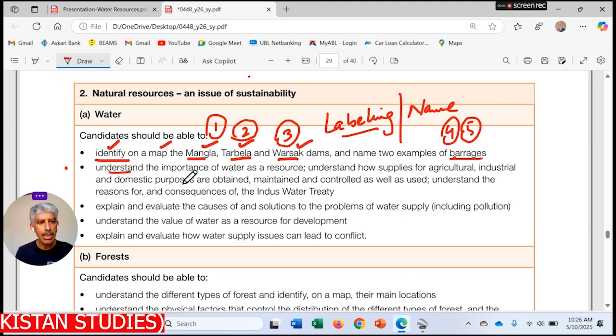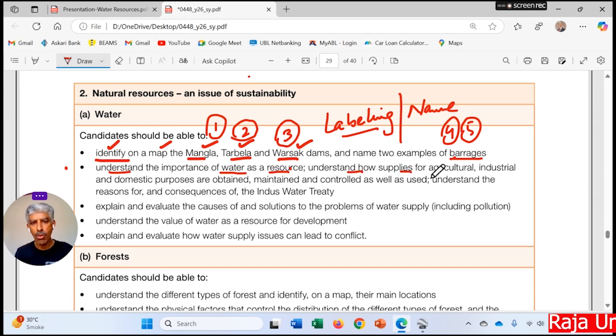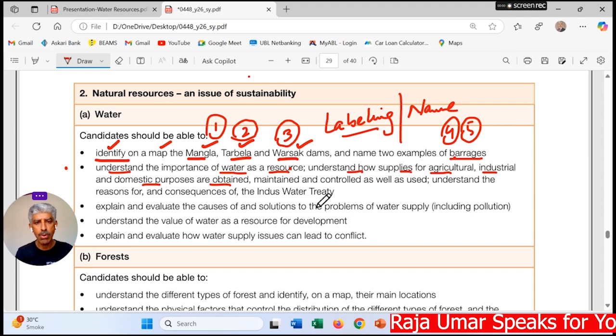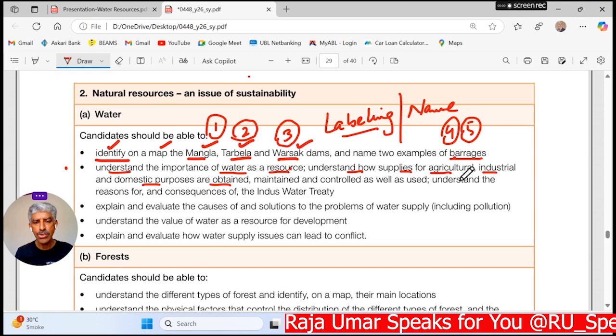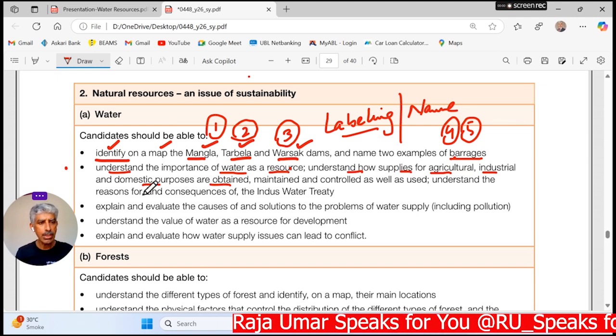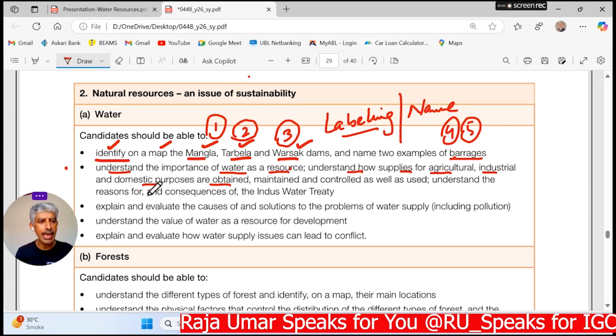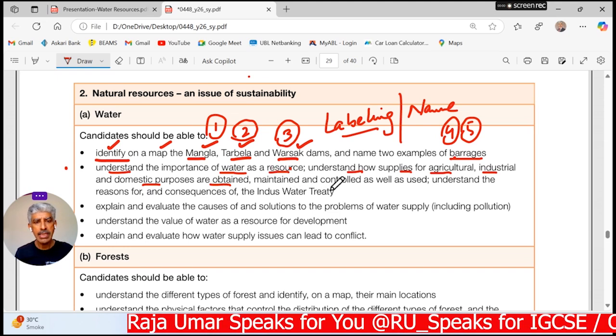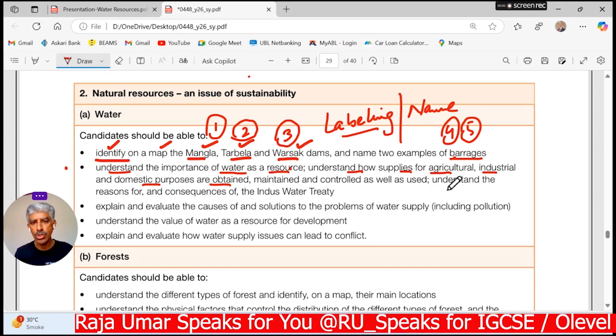Then you are supposed to understand the importance of water as a source, the importance of rivers, canals, dams, barrages, all those resources, and how important they are for Pakistan. Understand how supplies for agricultural, industrial, and domestic purposes are obtained. The usage of water, we'll talk about that. What are the uses of water? The industrial use of water, the agricultural use of water for irrigation, and the domestic use of water for cooking, heating, and washing purposes, and how it is maintained and controlled as well as used.